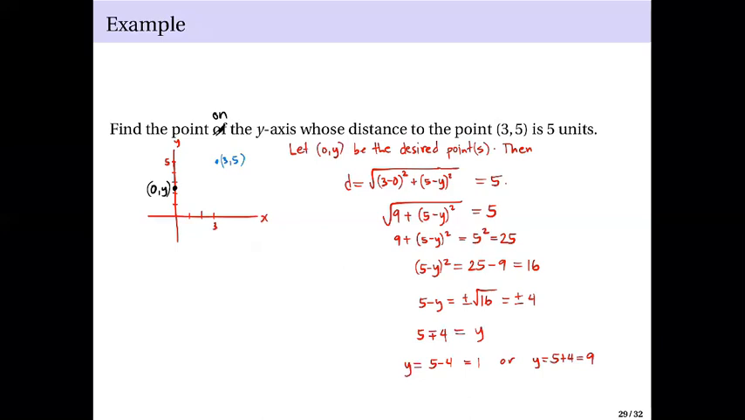Therefore, the desired points are, we have 0, 1, and you have 0, 9. So this point here should be on this part. Okay? So let us move that point.